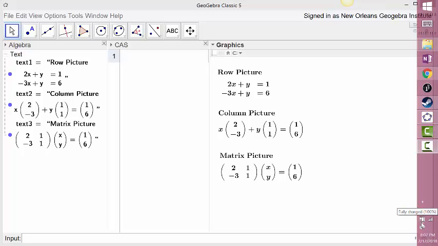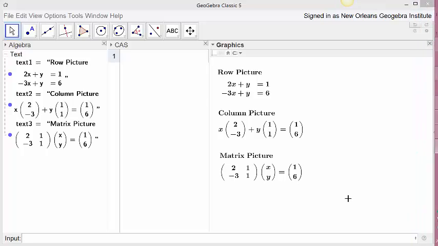Hi folks, a quick video on the problem called row, column, and matrix views. This is an important problem because it establishes three different ways of thinking of linear algebra. One is the row picture, where we think of things as a system of equations and we're trying to find an intersection, so it's a geometric way of thinking of things in terms of rows.